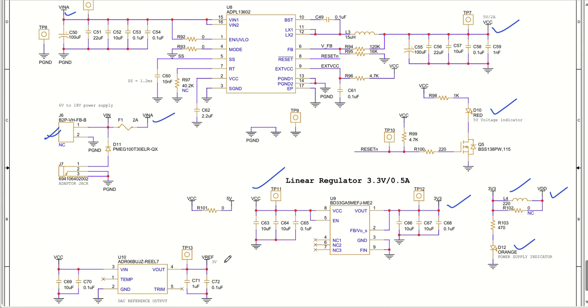Now we needed a reference voltage of 3 volts. That 3 volt is being generated from VCC, that is 5 volt. This reference voltage can be used for your DAC reference as well as ADC reference.